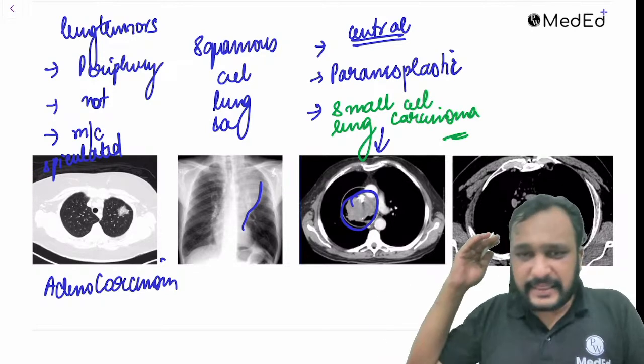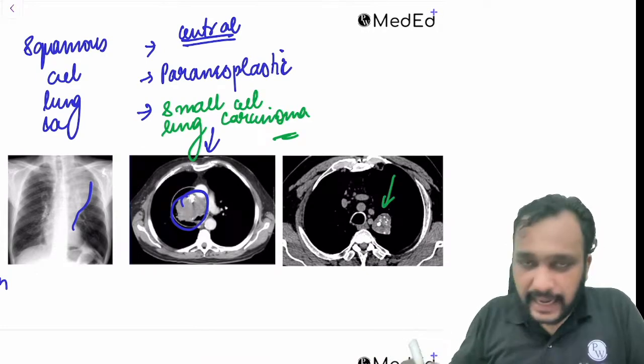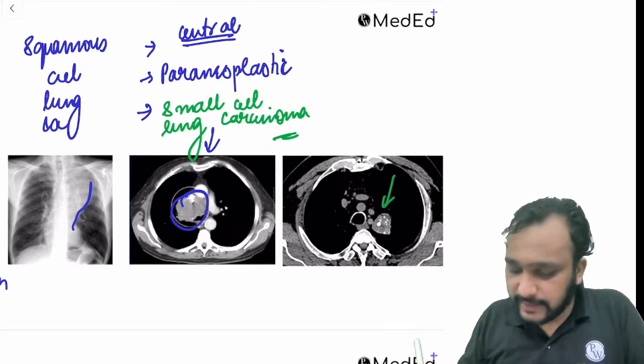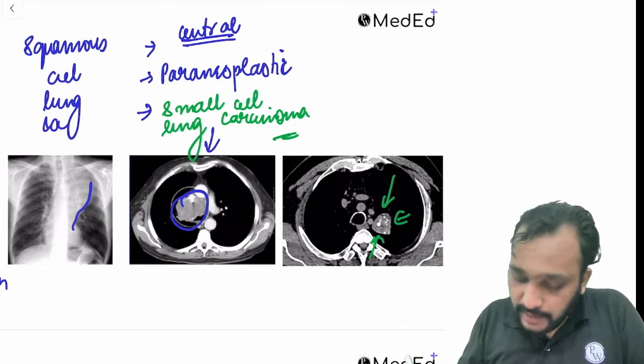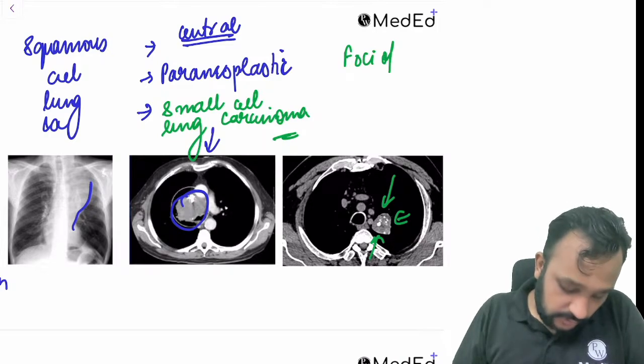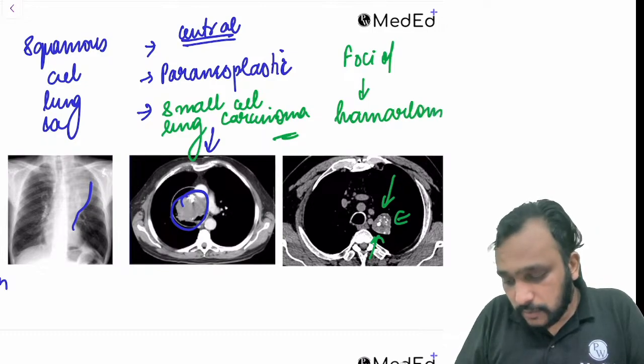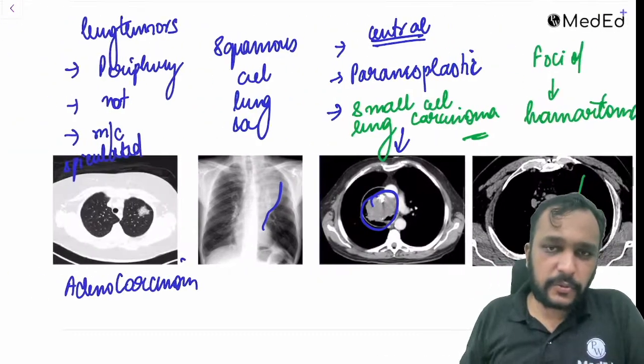right? And in the fourth image, guys, what we can see is that there is a lesion that is again located within the periphery of the lung, and there are foci of calcification that are seen within the lesion. So foci of calcification within the lesion is seen in patients with pulmonary hamartoma, right?